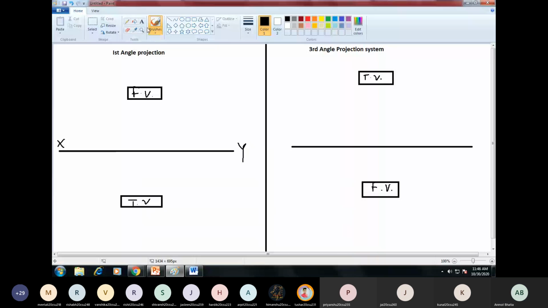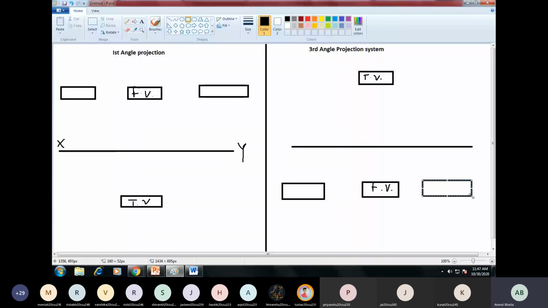So you need to remember one thing, that the side view is always aligned along the sides of the front view only. Whenever I represent the side view, I'll represent it along the front view. And in the third angle projection also, I'll be representing it along the front view. So here are my two side views that would be aligned towards the front view. And for the third angle projection, I'll be representing the side views here, aligned with the front view.